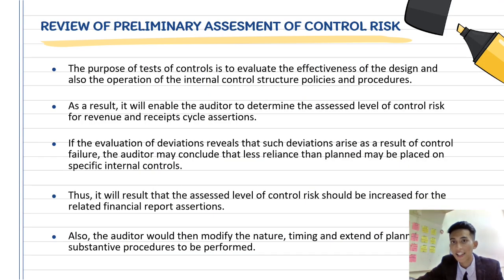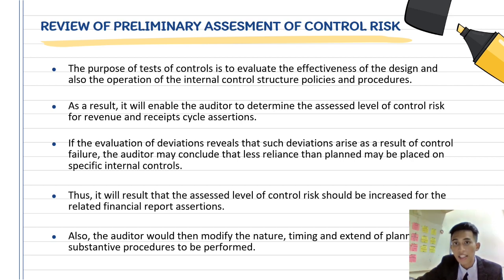So let's get started with the first one, review of preliminary assessment of control risks. The purpose of test of control is to evaluate the effectiveness of the design and also the operation of internal control structure policies and procedures. As a result, it will enable the auditor to determine the assessed level of control risks for revenue and receipt cycle. So what will happen if the evaluation of deviations reveals a failure?